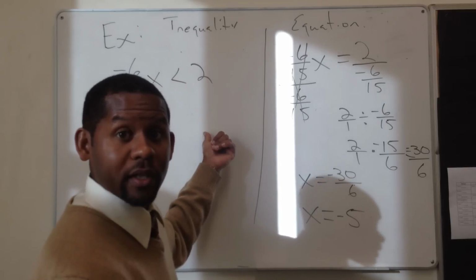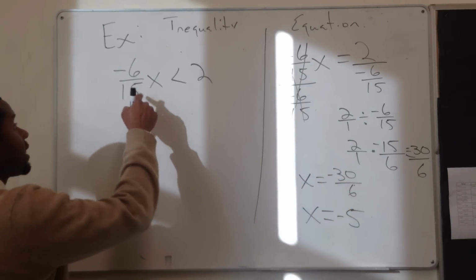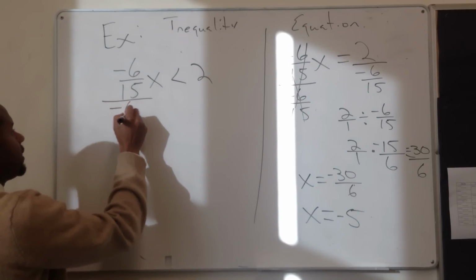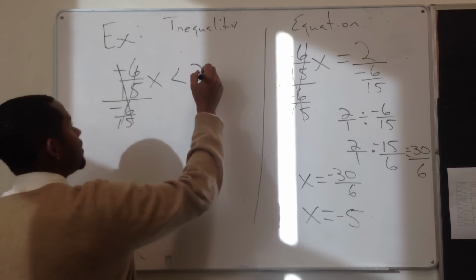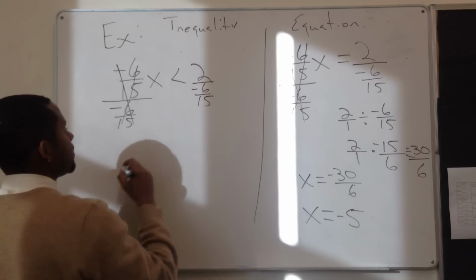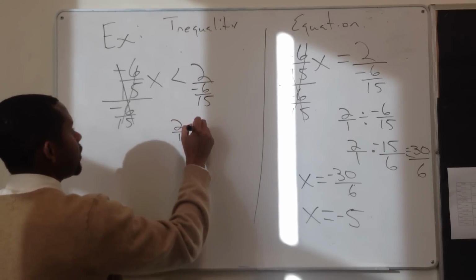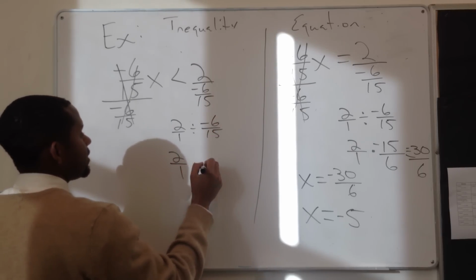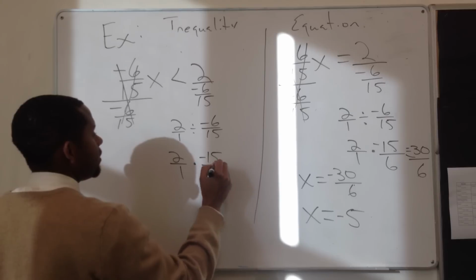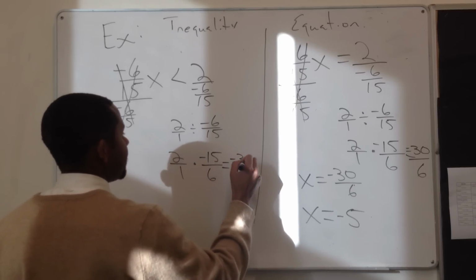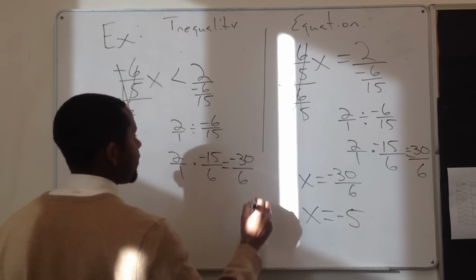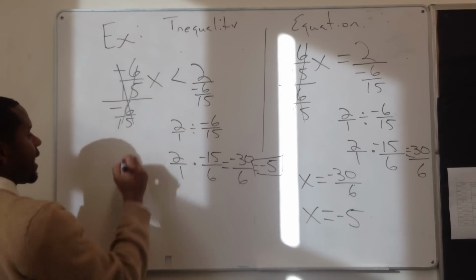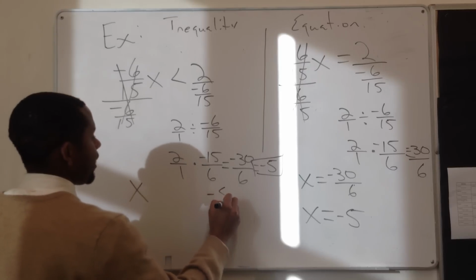Now let's look at this one. We're going to do it the same way. I'm going to say, okay, I need to isolate x, so I divide by -6/15. 2 over 1 divided by -6/15 is the same as 2 over 1 times -15 over 6, which gives me -30 over 6, and that divided by 6 is -5, right? So I get an x left on this side, I get a -5 left on this side.